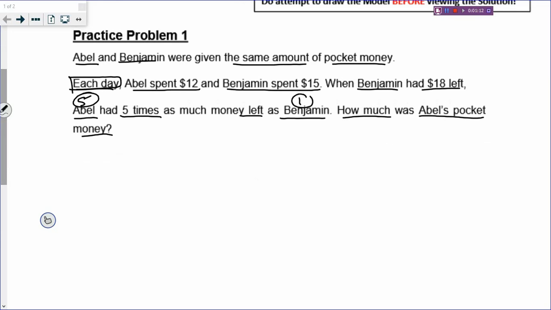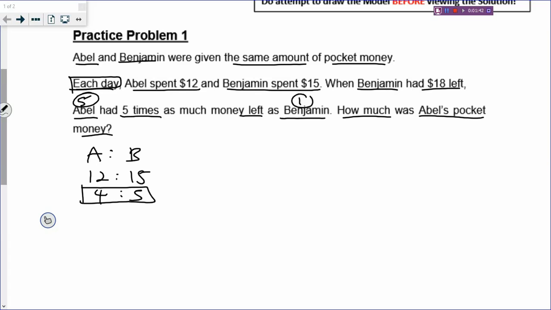And so I'm going to write down Abel is to Benjamin. So every day Abel spent 12, Benjamin spent 15. And when you have your ratio, you need to simplify the ratio. So you divide by 3 and divide by 3. So it means that Abel spent 4 units of money, Benjamin spent 5 units after some days. We don't know how many days, but we know that Abel will spend 4 units after some days, Benjamin will spend 5 units after some days.